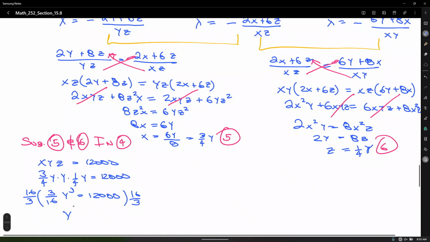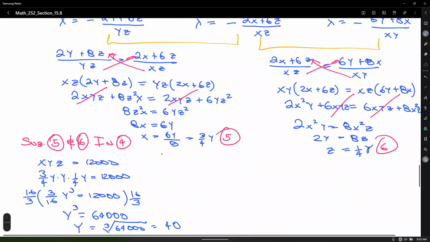That is going to leave us with y cubed equals 12,000 times 16 divided by 3. That's going to give us a nice number, 64,000. And y equals the cube root of 64,000, which equals 40. So what do we have? We have y. We may now backtrack to equations 5 and 6 to find the values of x and z. So we're pretty much done with this problem.